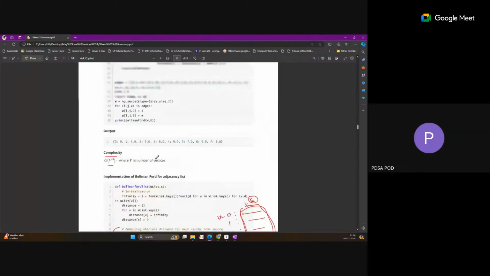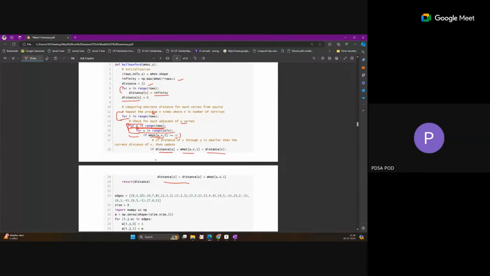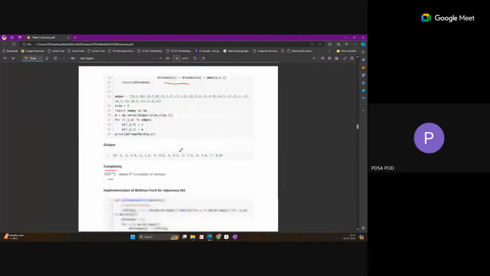But in the previous code, you can see we are running loops over all the vertices. This is also representing a vertex, this is also representing a vertex, and this is also representing the number of vertices. So the total becomes V cubed, nested.